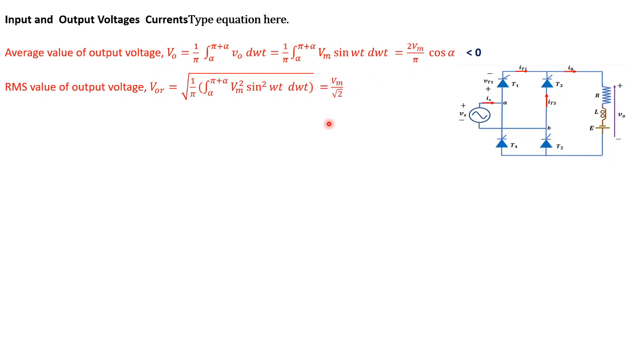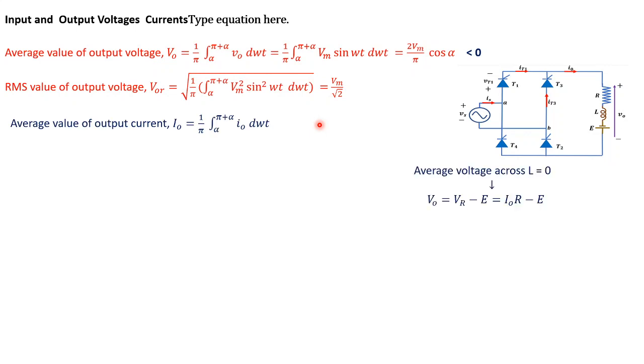So due to that reason, once again, the RMS value of output voltage would be Vm by root 2 only. The average value of output current you can get using this formula. So this is the formula. You know how to find the average value, so use this formula.